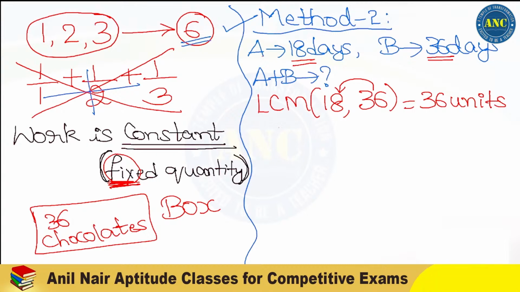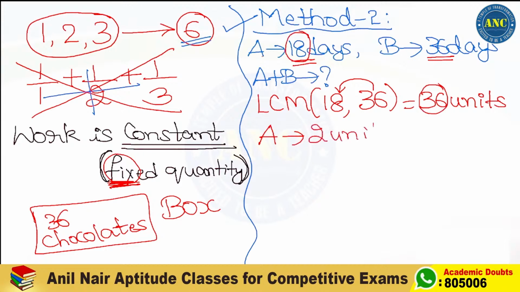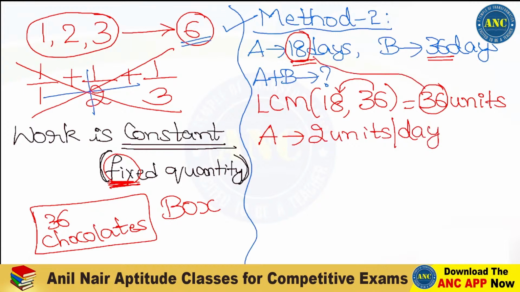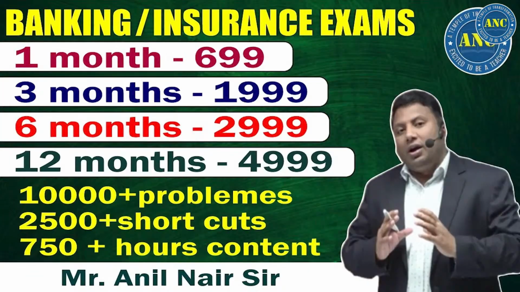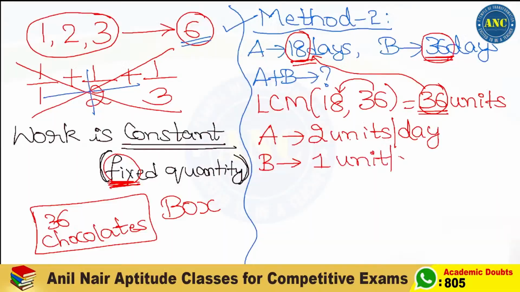Now listen carefully. To distribute these 36 chocolates, A will take 18 days. That means every day A will distribute 2 chocolates, because 18 multiplied by 2 is 36, or 36 divided by 18 days is 2 chocolates per day. So A's capacity is 2 chocolates per day. Similarly, to distribute 36 chocolates, if B is working alone, B will take 36 days, so he will distribute 1 chocolate per day.